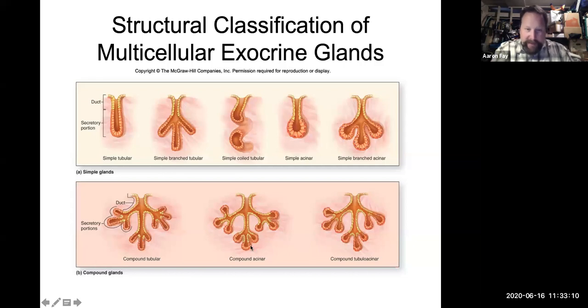Compound tubular, compound acinar. That means you're going to have branches off your branches. Compound tubular acinar, you're going to have a mix of both. I'm not going to make you tell the difference between a compound tubular and a compound tubuloacinar, but I just want you to know those possibilities are out there, because it helps you identify what you're looking at when you look at the slides.